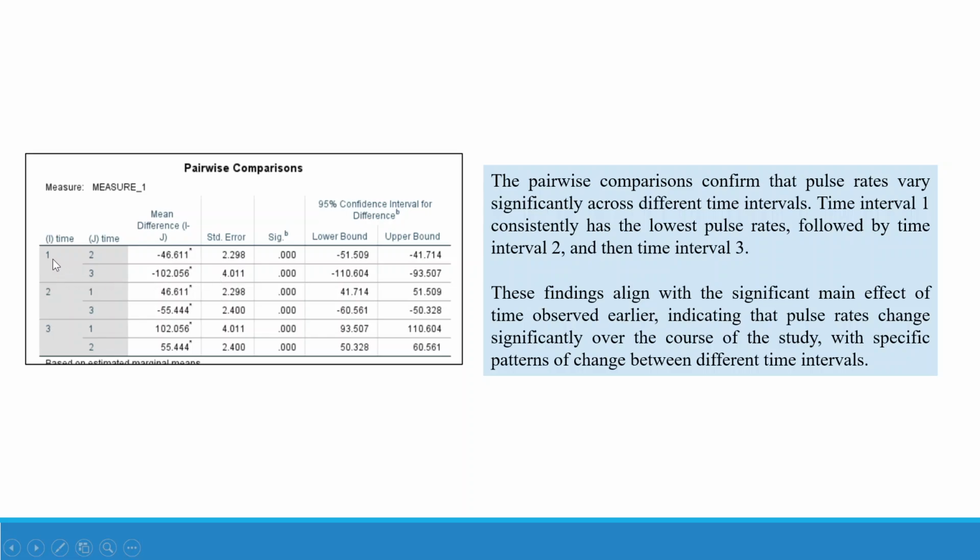Now, mean pulse rate at 1 minus mean pulse rate at 2, and mean pulse rate at 2 minus mean pulse rate at 1: the difference will be only of the signs. The p-value remains the same. So there is no point in doing the comparison again. The pairwise comparisons confirm that the pulse rate varies significantly across different time intervals. Time interval 1 consistently has the lowest pulse rate, followed by time interval 2 and then time interval 3. These findings align with the significant main effect of time observed earlier. We had seen that the effect of time is there, indicating that the pulse rates change significantly over the course of the study, with specific patterns of change between different time intervals.